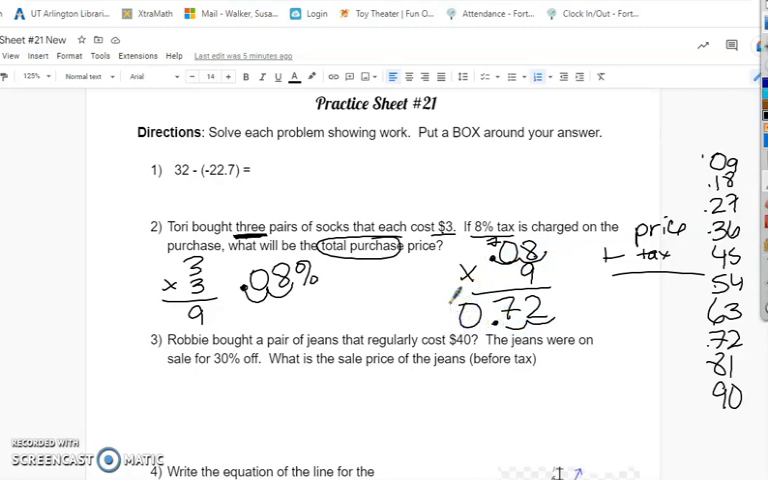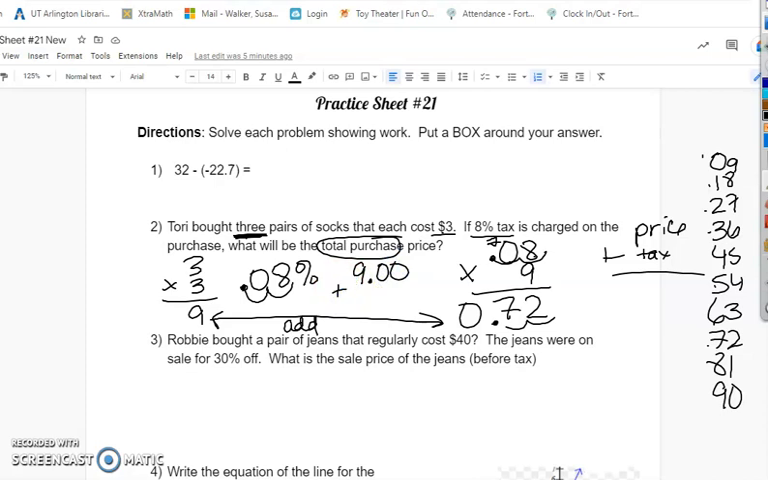That's it. So your job is to add. I want you to add these two numbers. Here's your hint. Here's $9. Now add the tax.